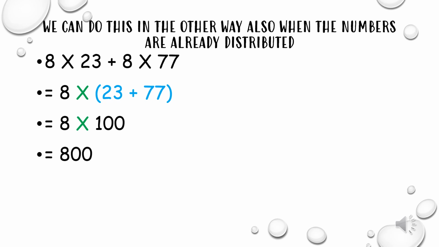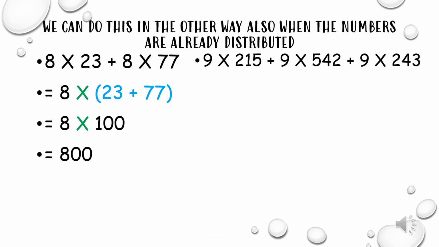So have you seen how the calculation has become very simple by using the distributive property? Let's look at some more examples. Oh my god, it is such a big number to calculate. But no worry, distributive property is there. It will help us. So 9 times 215 plus 9 times 542 plus 9 times 243. Again, 9 is common for all of them. So we will keep 9 outside the bracket and we will keep all the non-common numbers in the bracket.